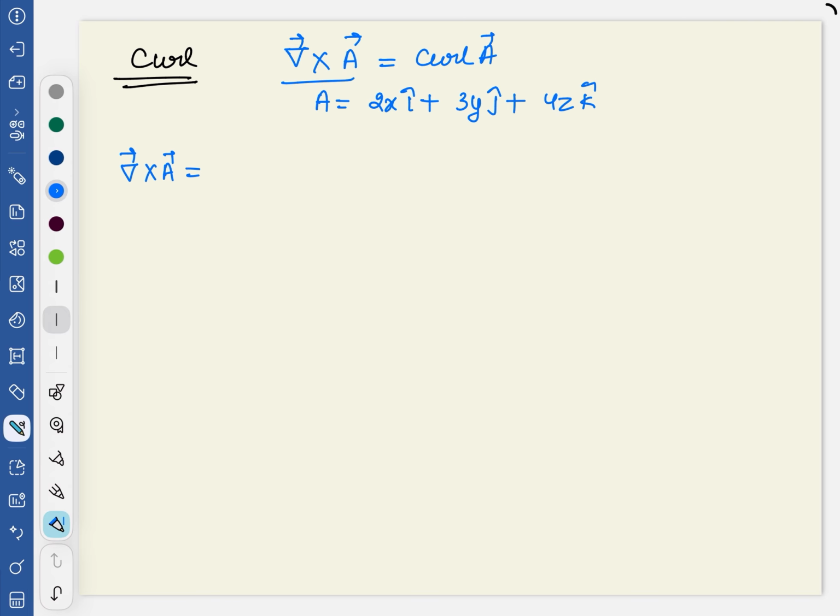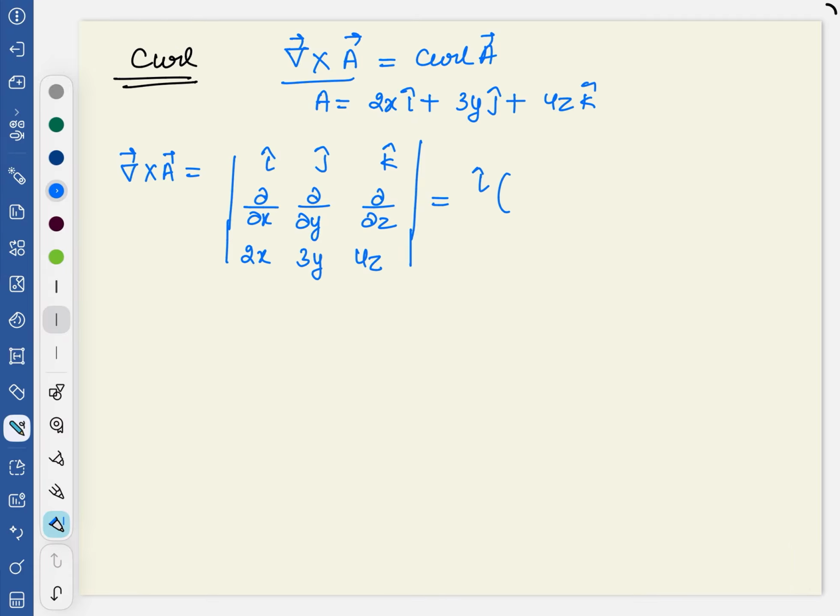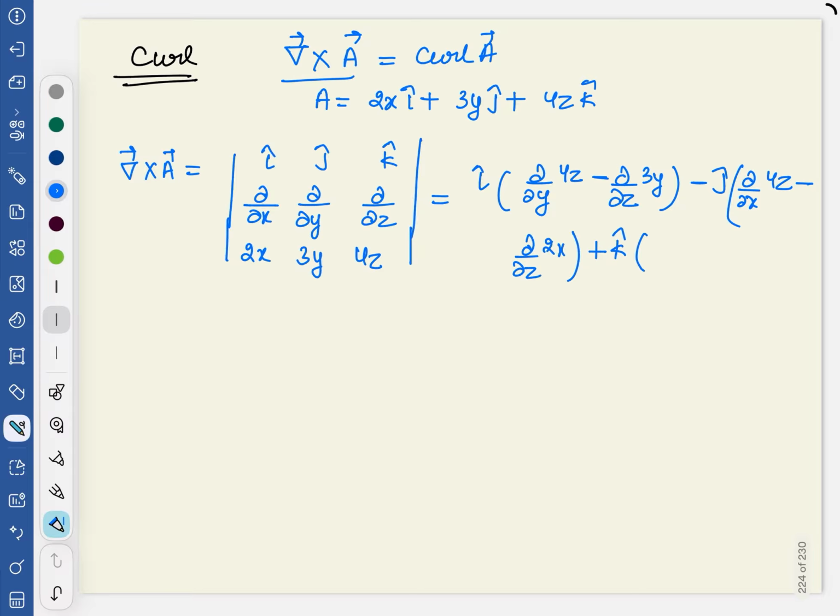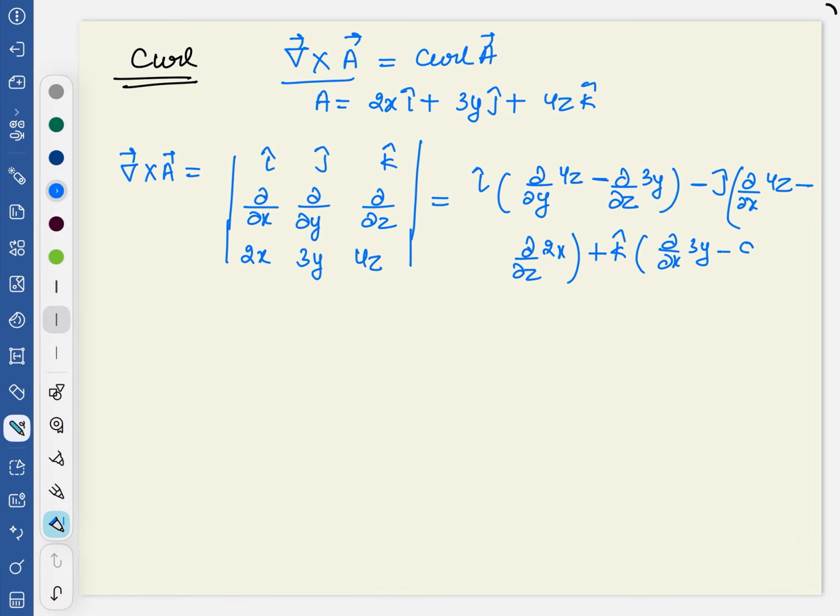Cross product: i cap, j cap, k cap; del by del x, del by del y, del by del z; 2x, 3y, 4z. i cap, del by del y of 4z minus del by del z of 3y, minus j cap, del by del x of 4z minus del by del z of 2x, plus k cap, del by del x of 3y minus del by del y of 2x. So we will get the result 0.